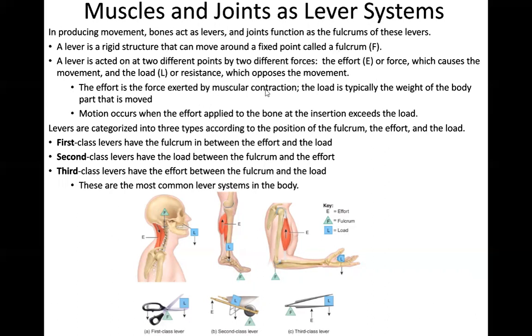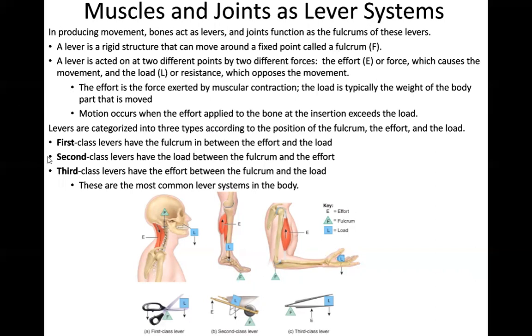So effort is force exerted by muscular contraction. Load is typically the weight of the body part that's being moved. Sometimes that's increased when you're lifting something up. Motion occurs when effort applied to the bone at the insertion exceeds the load. We classify levers into 3 types based on the position of the fulcrum, effort, and load.